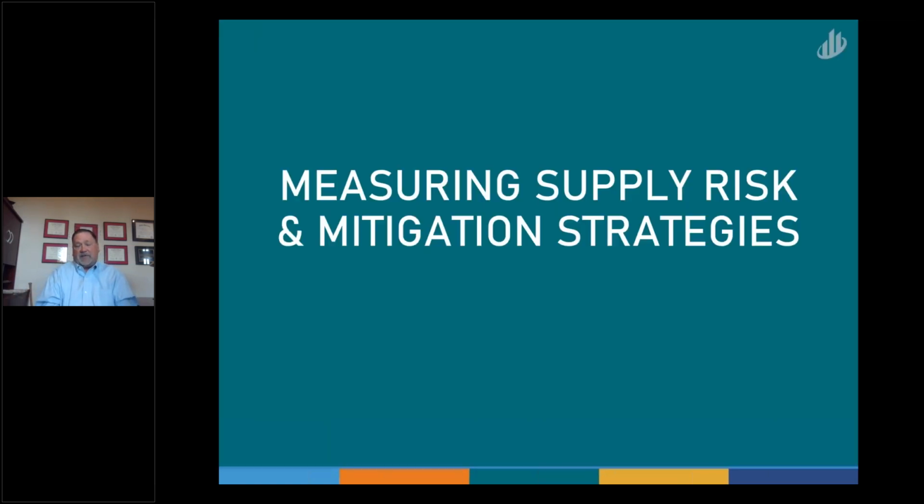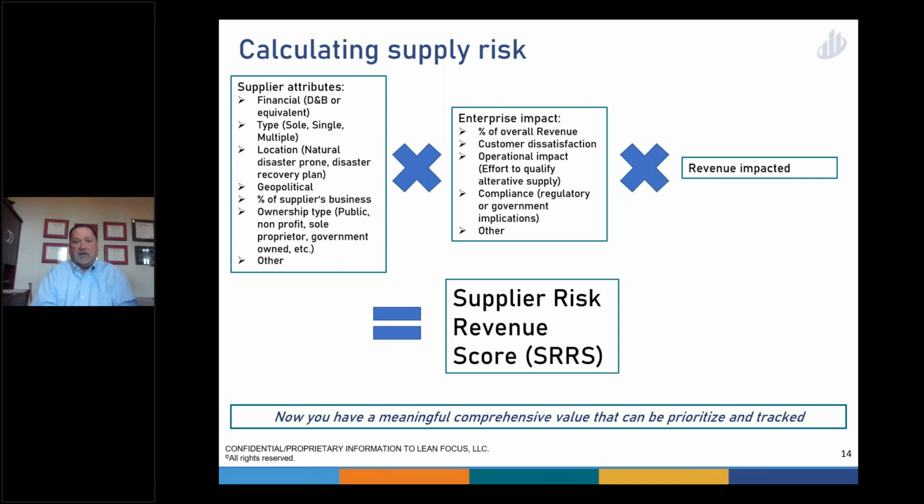So now that we have a methodology on how we're going to look at our suppliers, now we have to figure out how we are going to measure supply risk and provide mitigation strategies for the risk that we do measure. So when you think about how to calculate supply risk, at first this concept may seem a bit complicated, but in general, it can be made fairly simple and easy to go through.